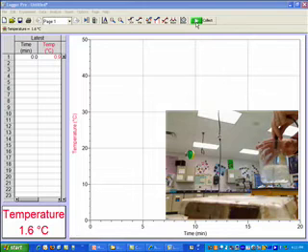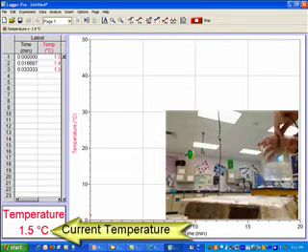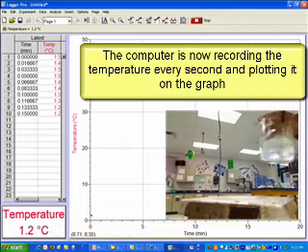Yeah, I see that. Our ice is melting. So the temperature's pretty close to 0. Yeah, I can see that. Okay, so you'll notice that as this melts, the temperature is staying about the same.